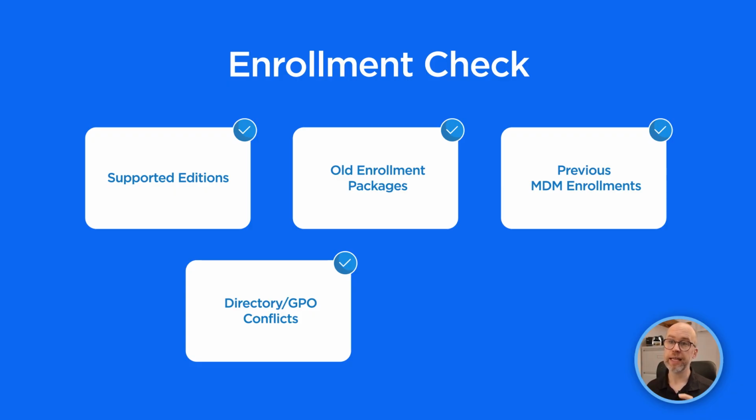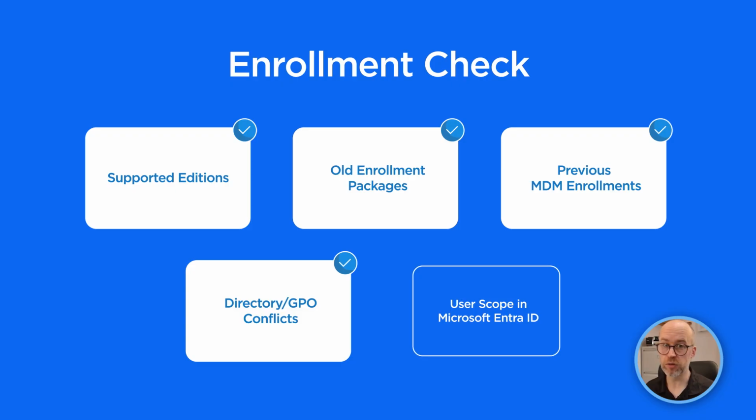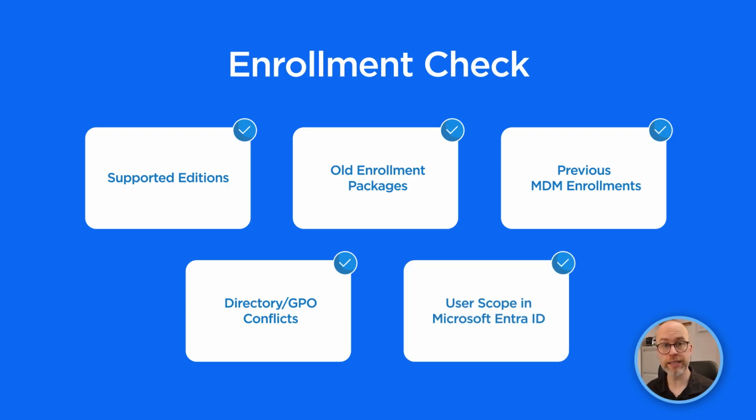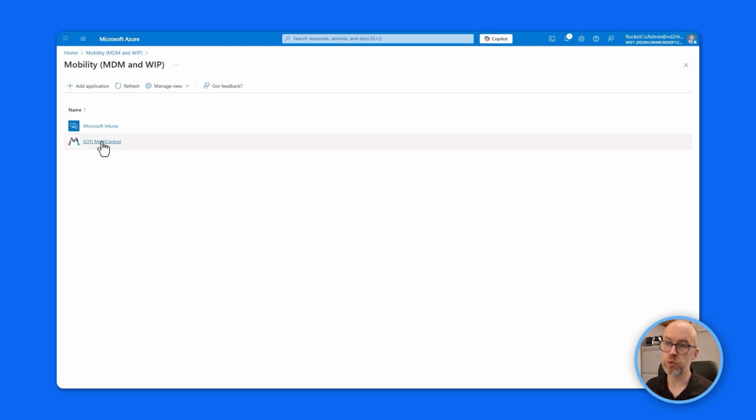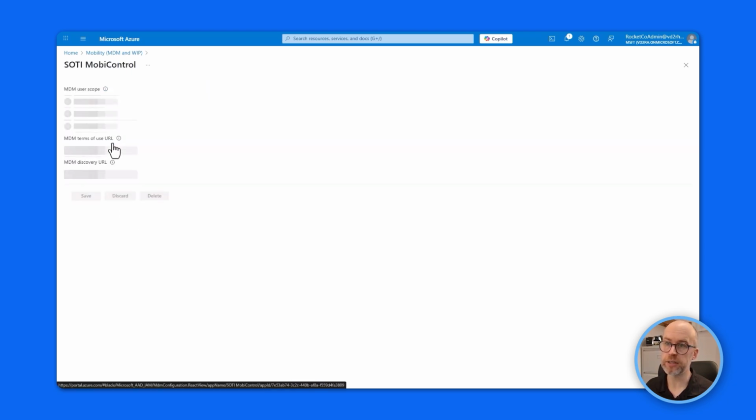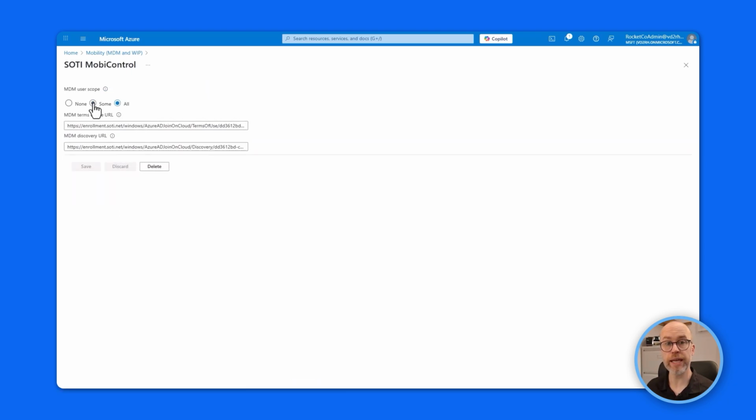And finally, keep in mind the user scope in Microsoft Entra ID in the Mobility, MDM and WIP section. As a reminder, we need to make sure that the SOTI MobiControl application has a user scope of either some, including the user groups that we require, or all, and the default application has a user scope of none.